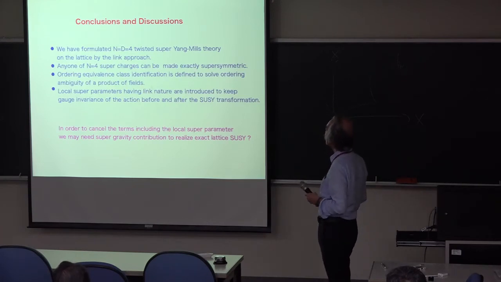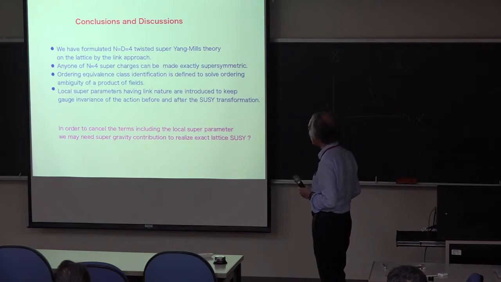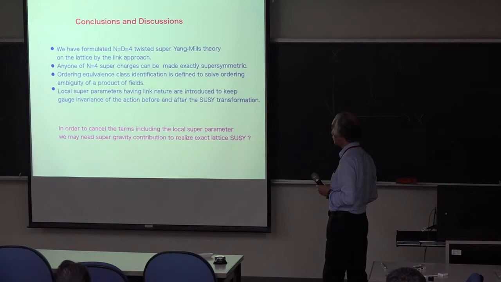So let me conclude and summarize. We have formulated four-dimensional Lenico form twisted super Hermite theory for the lattice by the link approach. Any 16 supercharges can be made exactly supersymmetric. Ordering equivalence class identification is defined to resolve the ordering ambiguity on the product of fields.